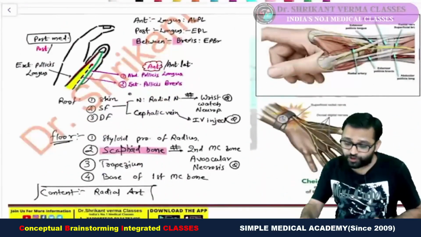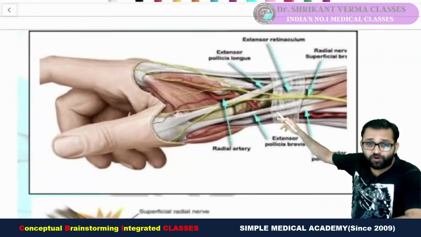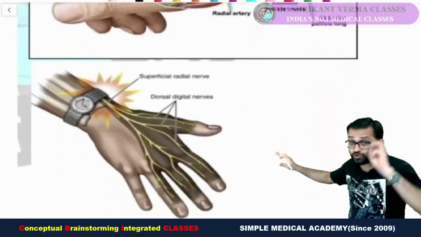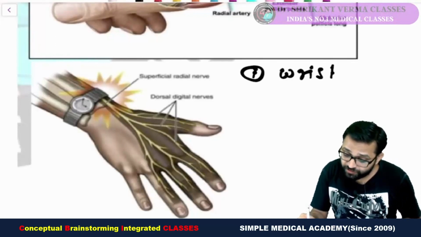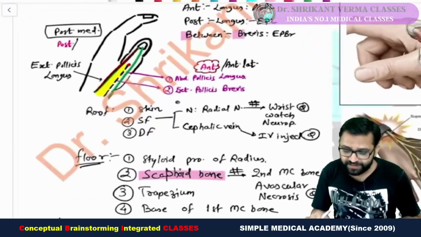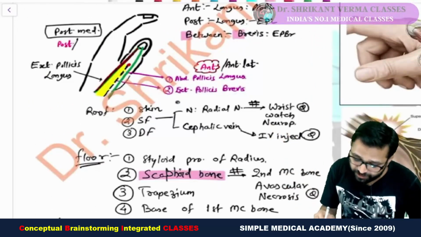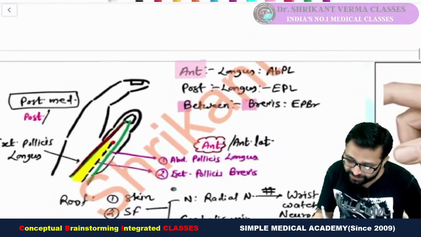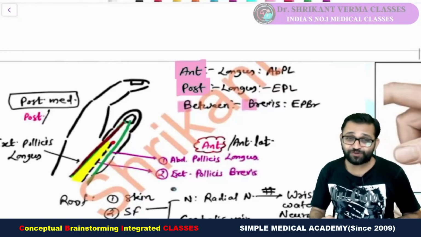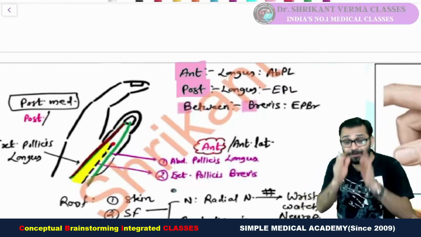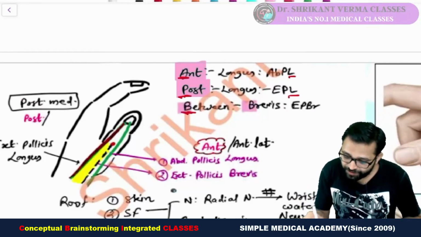I taught you during the clinical, during our discussion. See here, I taught you all the boundaries, also the clinical. I told you there are three clinical aspects. First was our wrist. Yes, everything is written in our class notebook. We had seen that anatomical snuff box is having the boundaries: anterior boundary, posterior boundary. Okay, and I told you one mnemonic, one trick also. Aage longus, peeche longus, beech mein brevis. Yes, anterior longus, posterior longus, between brevis.